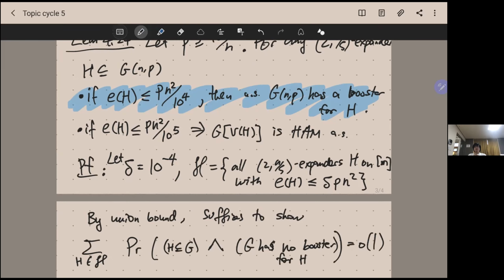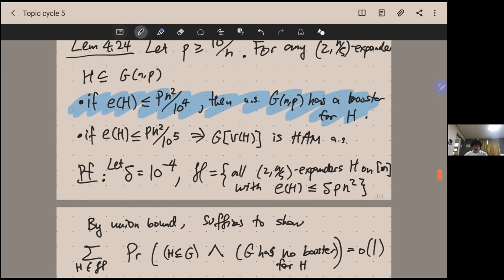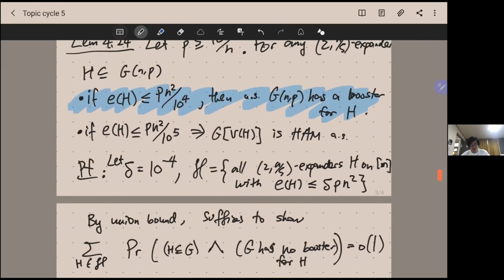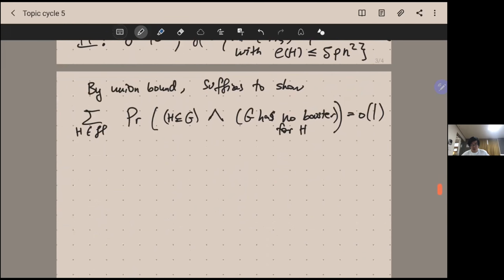Okay, what do we want to prove? We want to prove for any sparse expander H, G has a booster. So if you take the contrapositive, that means there exists one that G has no booster for it. What does it mean? This is exactly what's in the parentheses here. There exists one, H is in G, and G has no booster for it, the second event. Then we take the union bound, which is overkill, but anyway, we'll prove that that's little o of 1. That's enough. Okay?